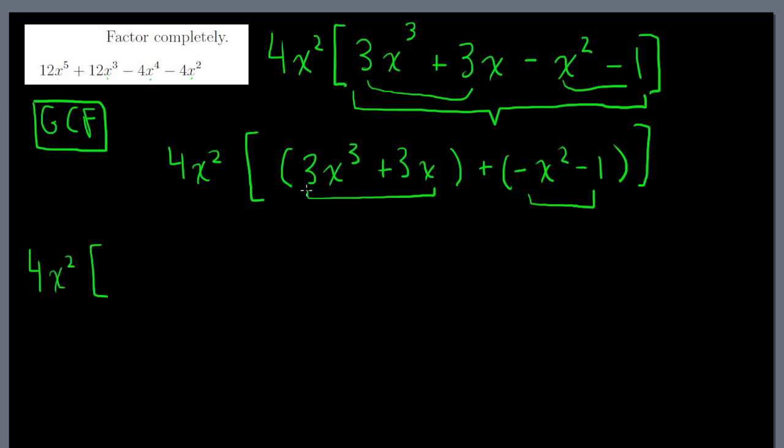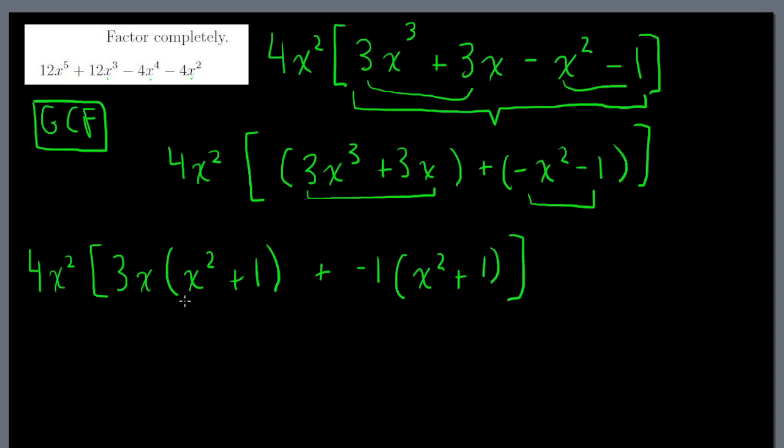Well, if I take out a 3x out of this one, I'm left with x squared plus 1. Okay. Now, if I take out a negative 1 out of this, what am I left with? I want this parentheses to start looking like this one. So if I take out a negative 1, I'm left with x squared plus 1. Close the big bracket. Now you see how this one and this one are the same.